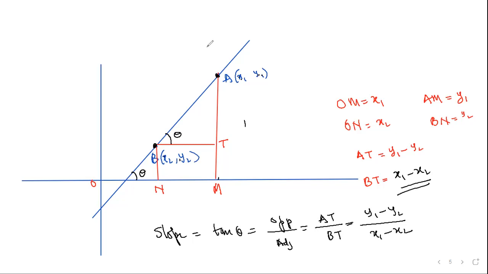Either we can take it as y2 minus y1 or y1 minus y2. Take a minus common, it will become y2 minus y1. If you take a minus common here, x2 minus x1. So both are correct. The minus sign will get cancelled. But you cannot interchange.